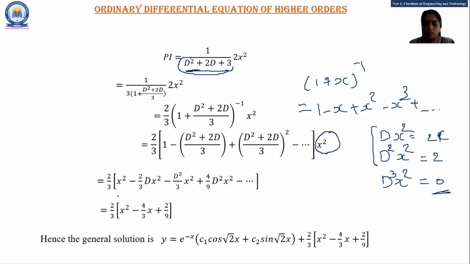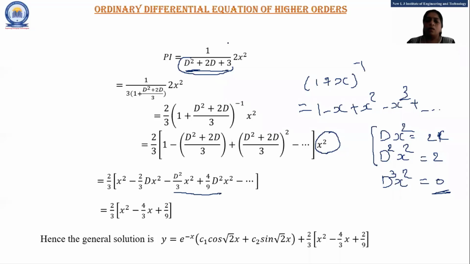So here 2 by 3 x square. This is minus 4 by 3 x, and why? The first derivative of this is 2x, so 2 twos are 4, so this is minus 4 by 3 x. And simplification of these two terms will give 2 by 9. So this is the example of case 3.